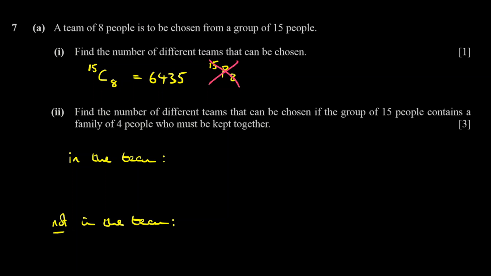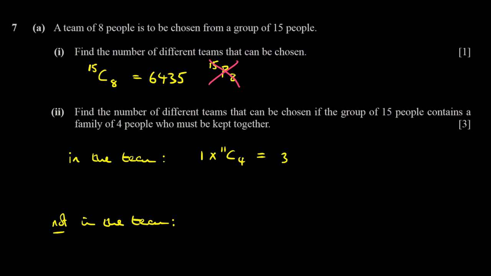Okay, so if they're in the team, how many ways could we do that? Well, basically, there's one way in which we can choose that family of 4 people, right? We just take them. And then what it means is that there are 11 people left to choose from because we've got 15 minus 4. We've got 11 people to choose from, and we want to choose another 4 people. So now we're choosing 4 people from 11 people. The number of ways that we can do that is 11C4. So what we end up with is 1 times 11C4. And of course, what we want is the numerical value of that, which would be 330.